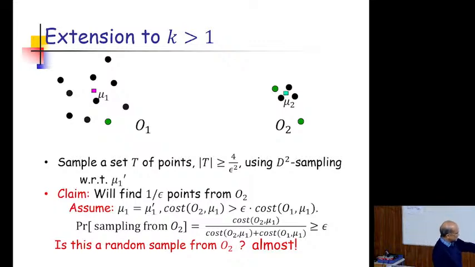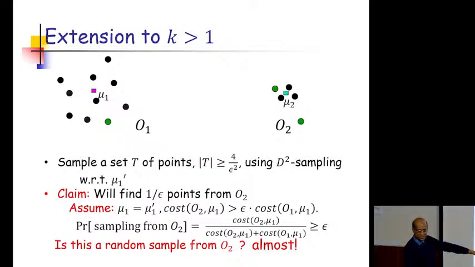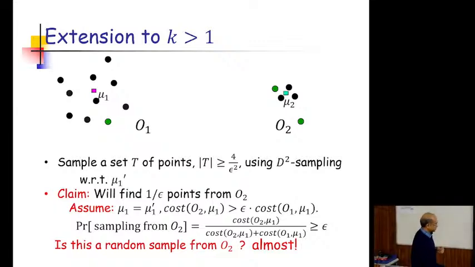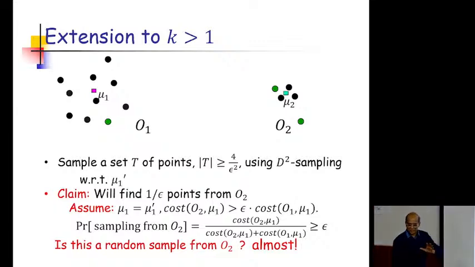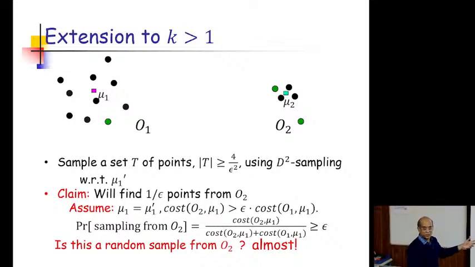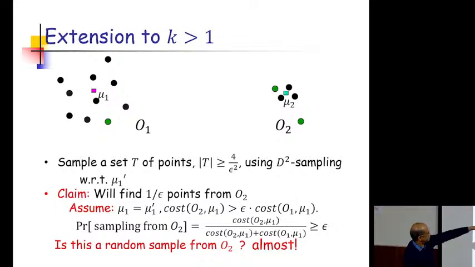But you can argue that I want to sidestep this technical thing because most of the points are far away from mu1. So roughly they are equal, and you can justify that even though it's not uniform sampling, they're not too far from each other. And then when I try all subsets, that would be enough. Even though it's not true that their mean will be close to the mean of O2, when I try all possible subsets, one of those will work.